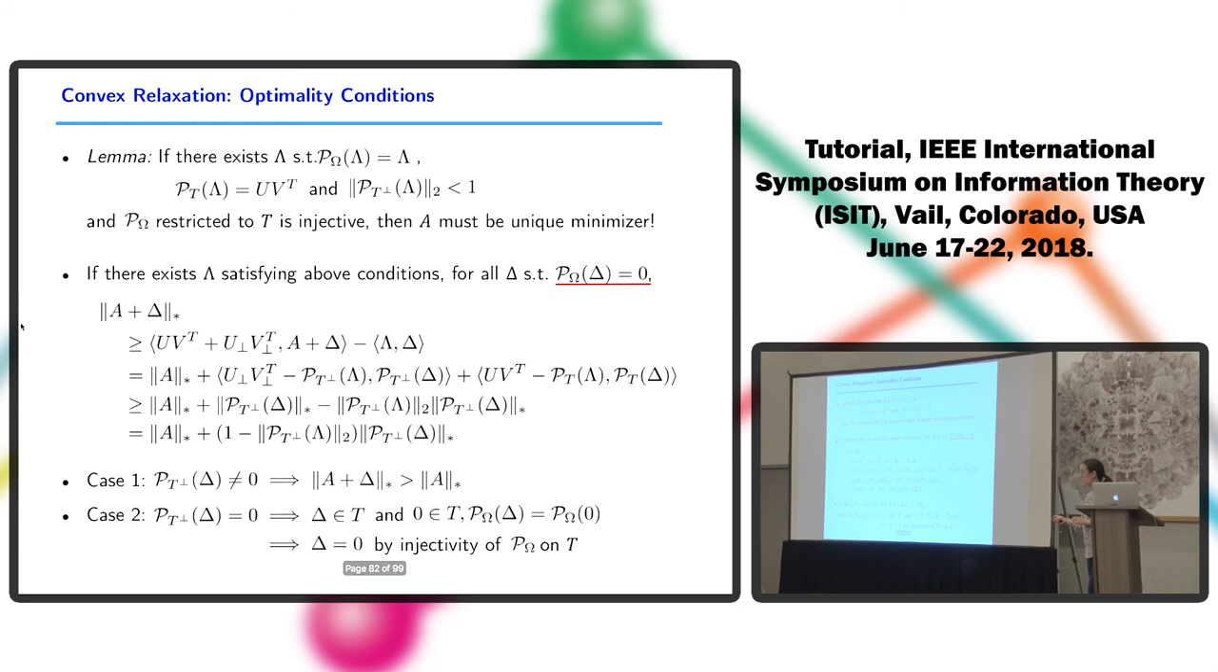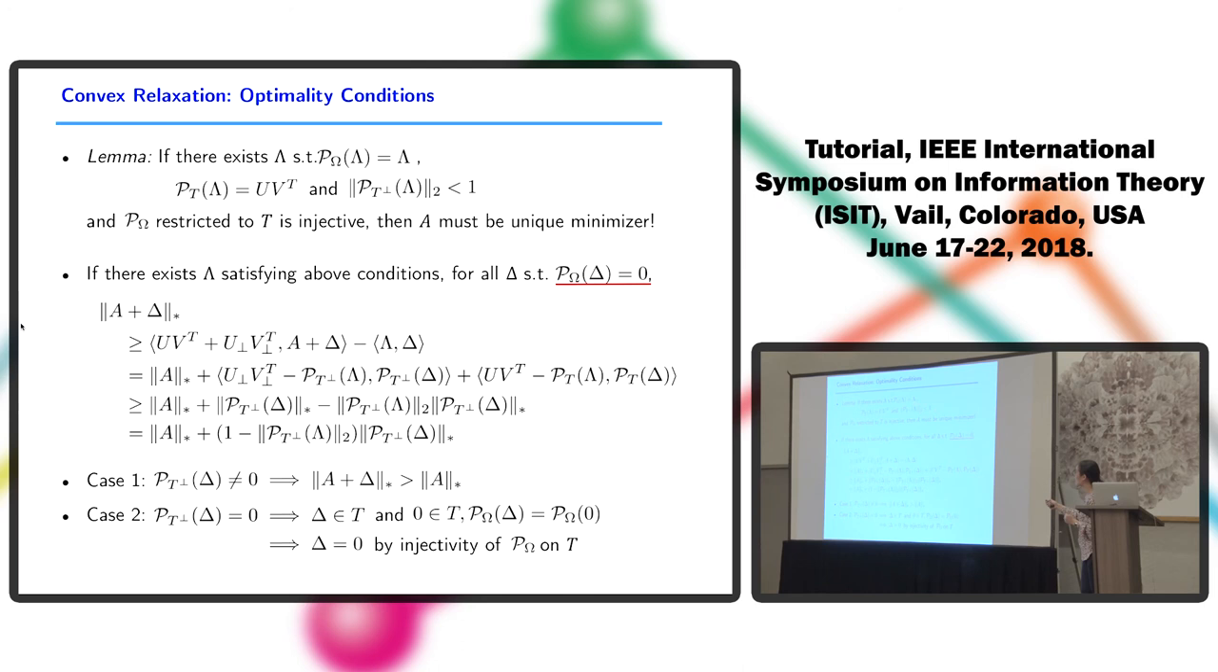The second case we need to deal with is, what if delta projected onto the space orthogonal to T is actually equal to 0? Then it means that delta actually lives in the space T. Because 0 also lives in the space T, and the projection onto omega for delta and 0 are both 0 from here, that implies that delta has to be exactly equal to 0 by the injectivity of the sampling operator on T. So this is the piece that also gets us our uniqueness. This is why we needed both the strict inequality as well as injectivity.